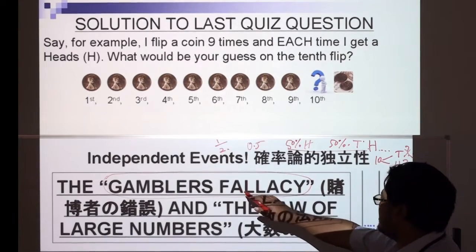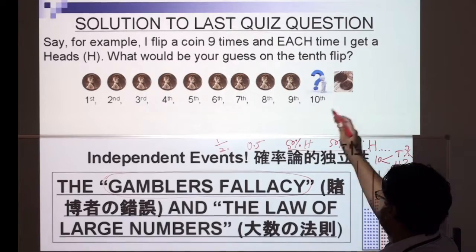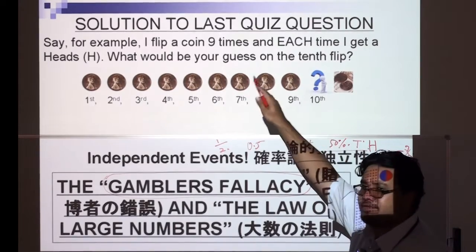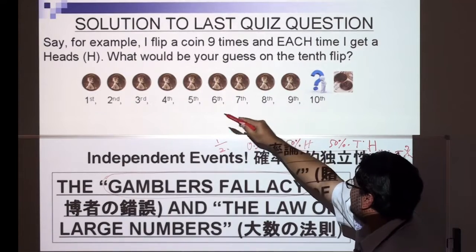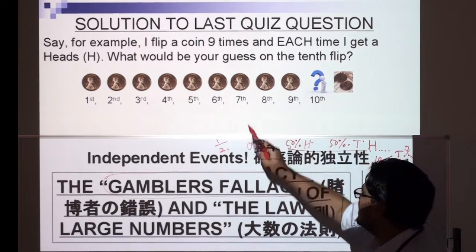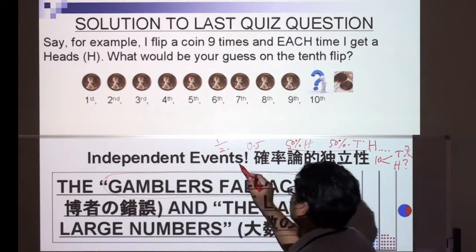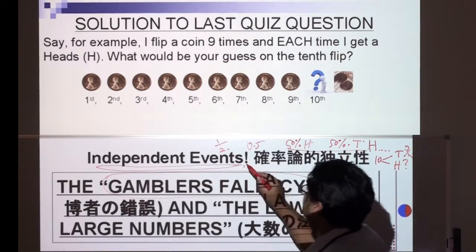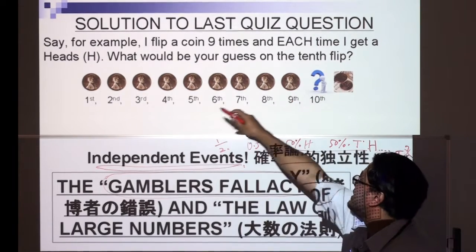Now, the gambler's fallacy is a term meaning that people look at the events before one event, and they think since there are so many heads, this one for sure has to be tails. But the problem is, the 10th flip of a coin is an independent event. Okay? The 10th flip of the coin does not depend on any of those before it.